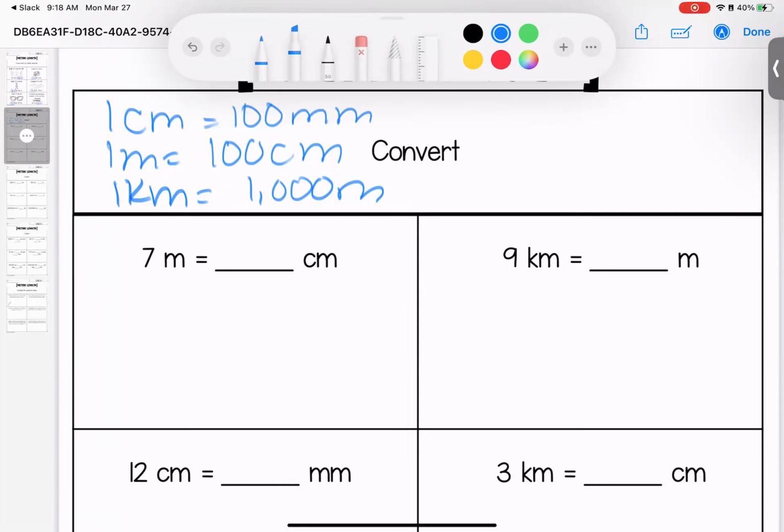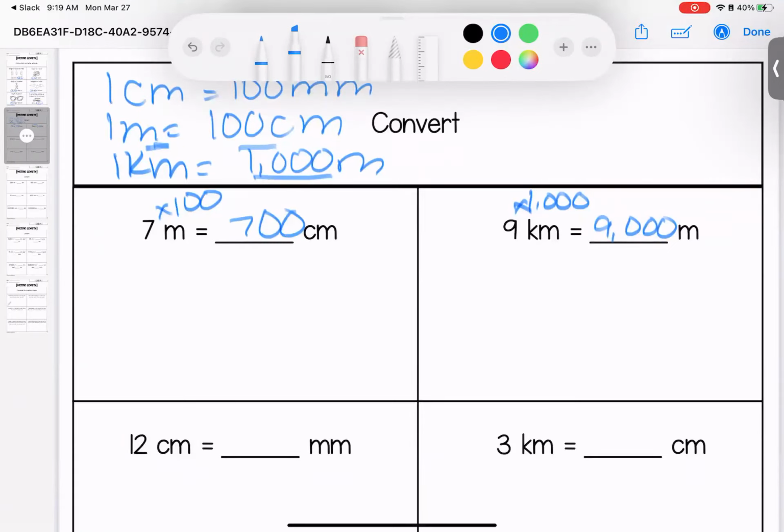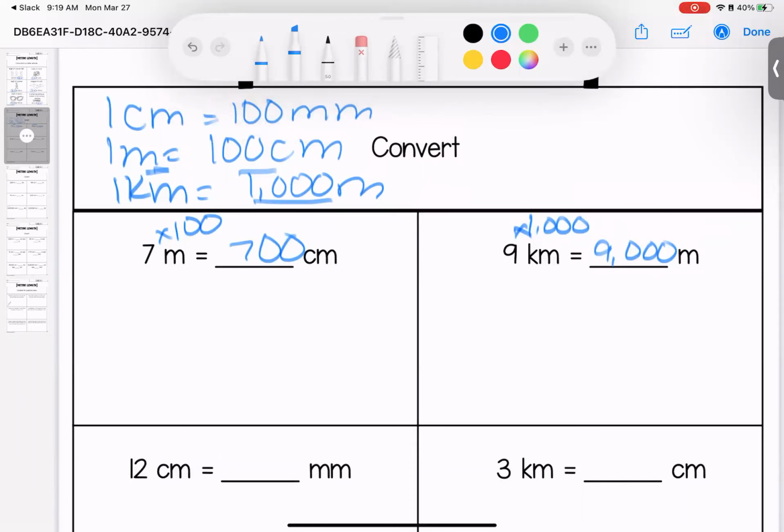So 7 meters to centimeters. 1 meter is 100 centimeters, so we're going to multiply this by 100. 7 times 100 is 700. 2 kilometers to meters, we see that we need to multiply by 1,000. That gives us 2,000 meters. Centimeters to millimeters, 1 centimeter equals 10 millimeters, so we're going to multiply by 10 here. 12 times 10 is 120.